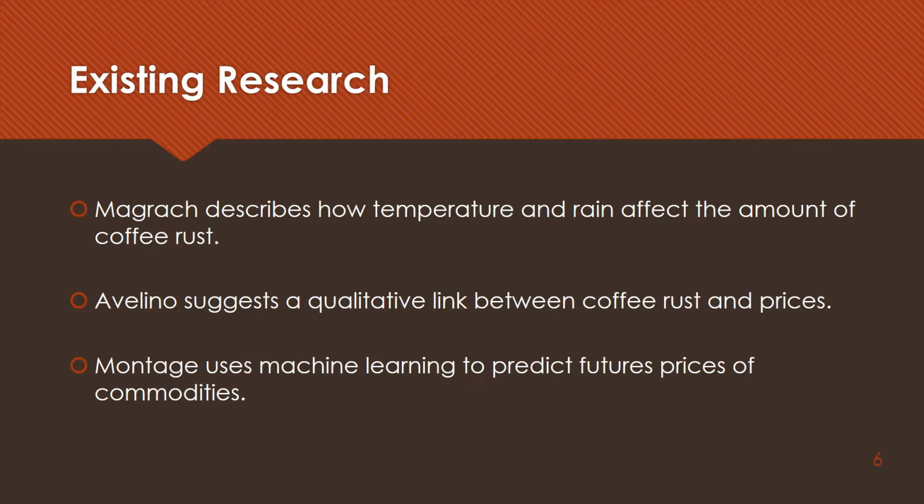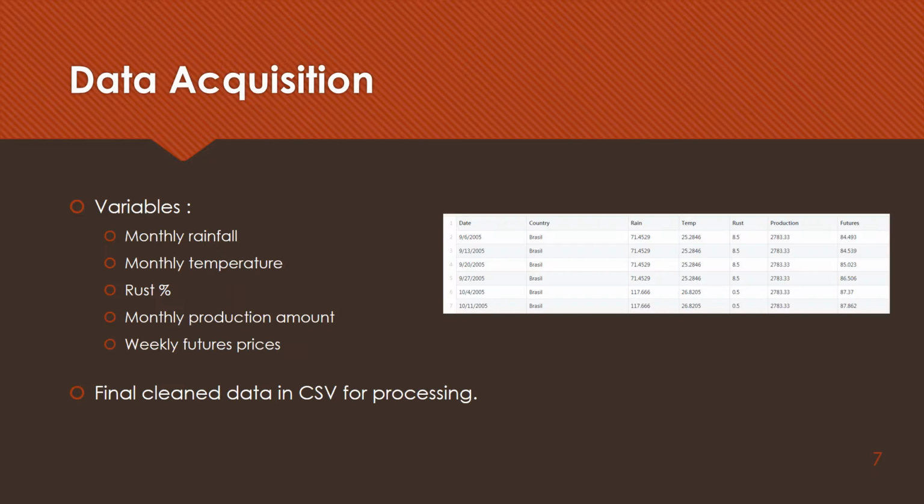Some of the existing research that we found were from McGrath, Avellino, and Montage. McGrath describes how temperature and rain affect the amount of rust. Avellino suggests a qualitative link between rust and prices, and Montage uses machine learning to predict future prices.